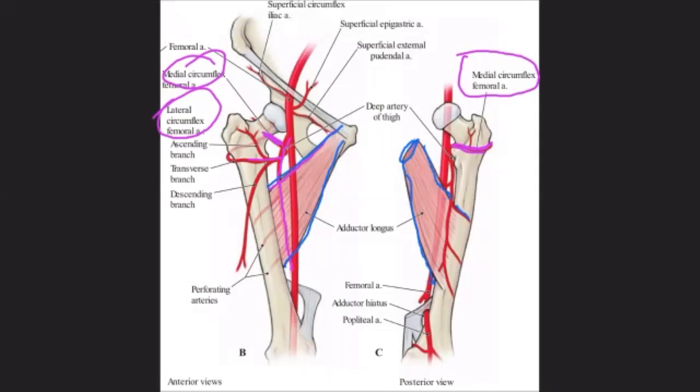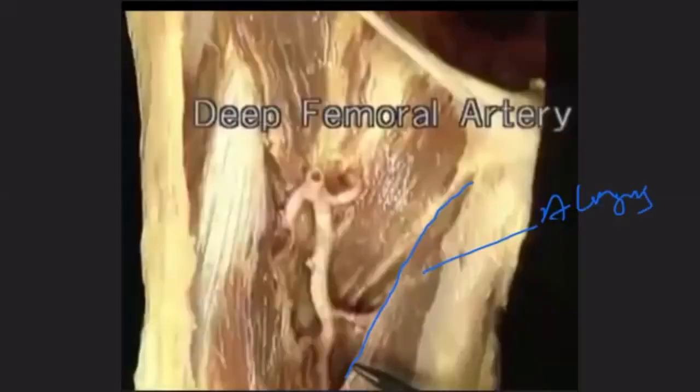You see, this is the adductor longus, right? So this is the profunda femoris with its medial circumflex and lateral circumflex, right? These are perforating branches.